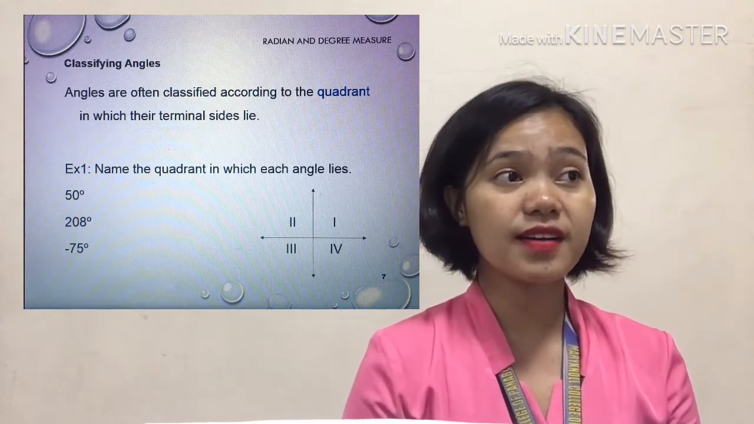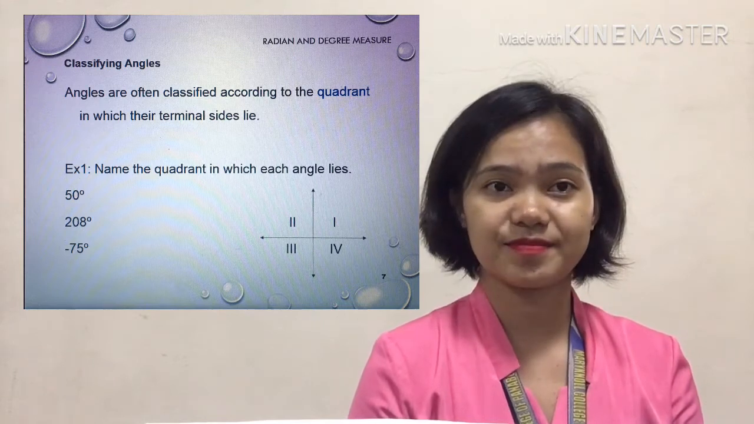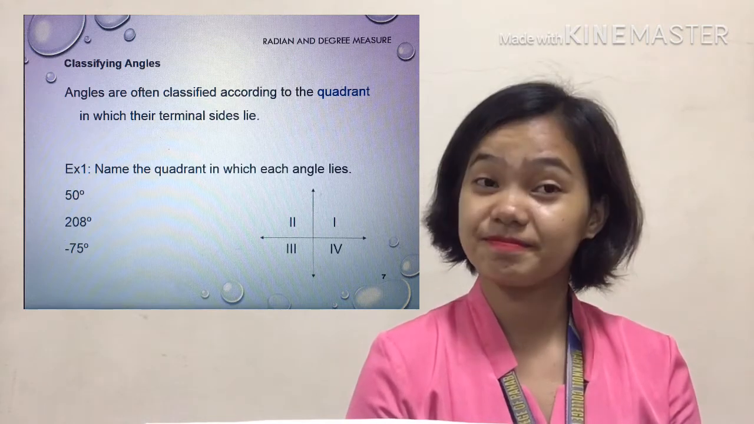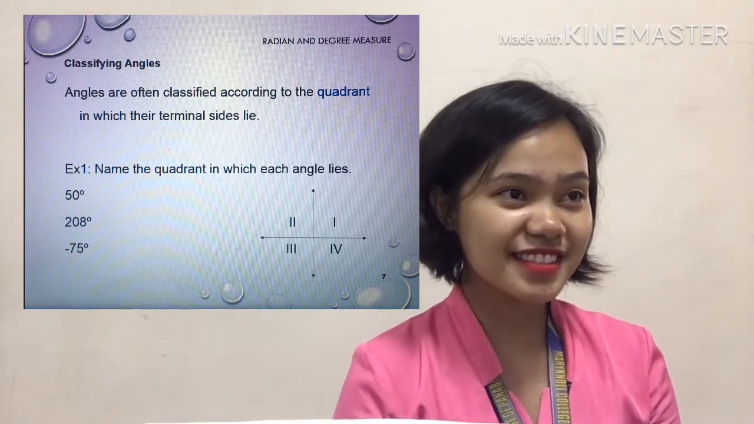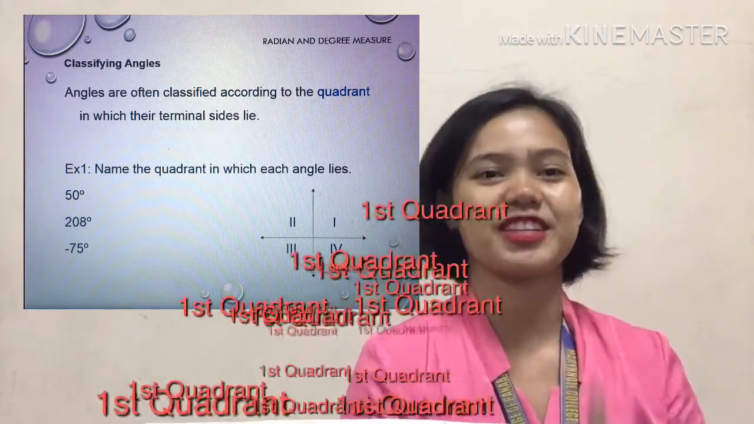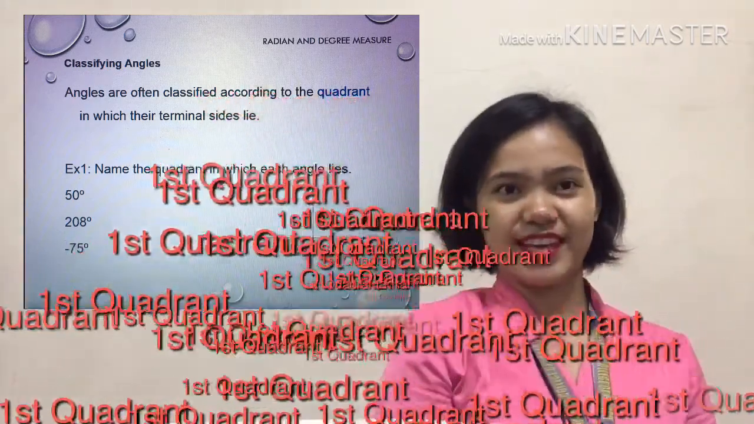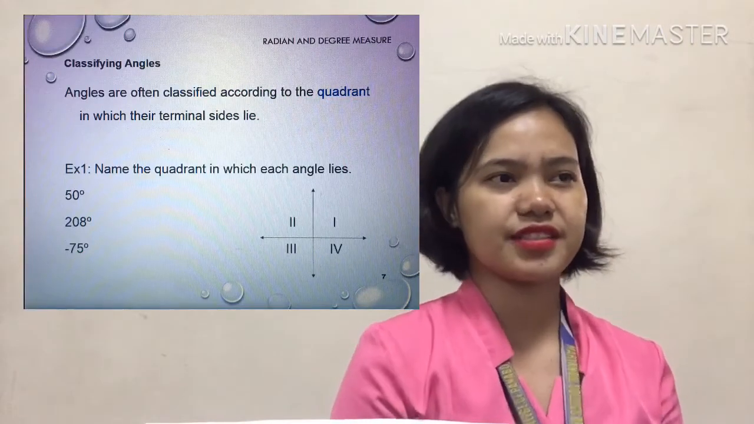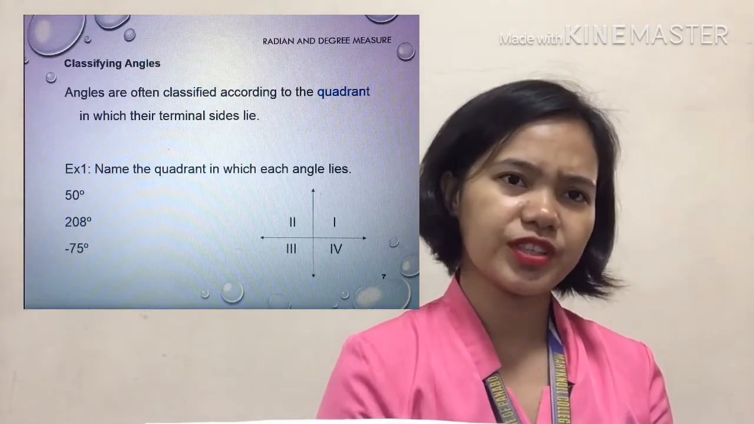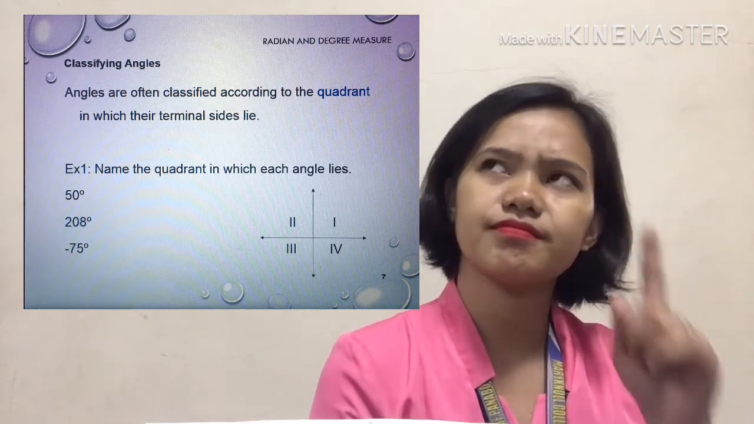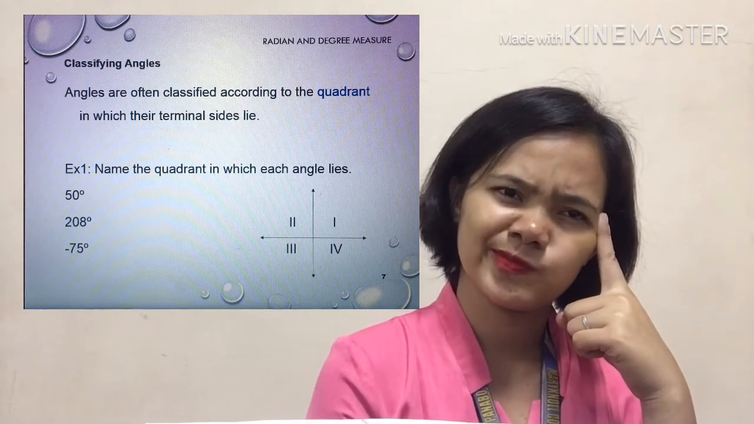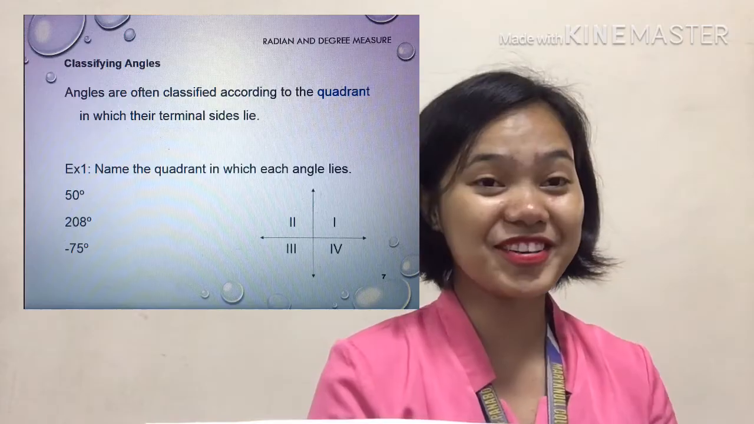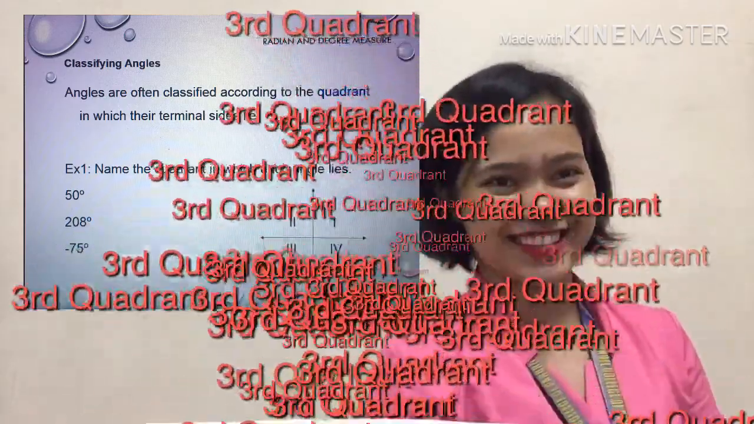Now, where does 50 degrees lie? Your answer is? Very good. First quadrant. Let's have another one. 208 degrees. In which quadrant does this lie? Yes, you are correct. On third quadrant.